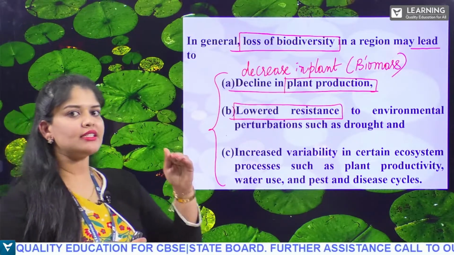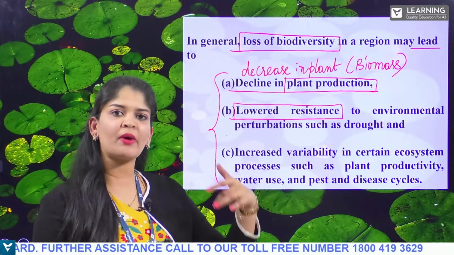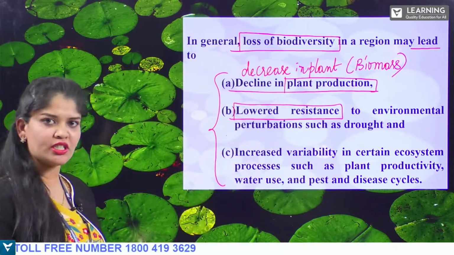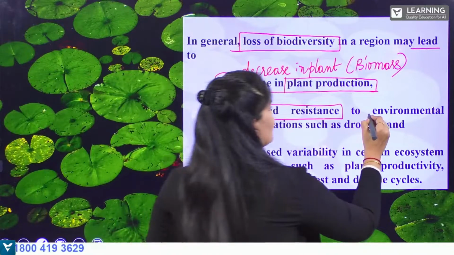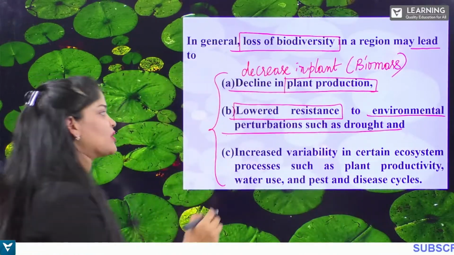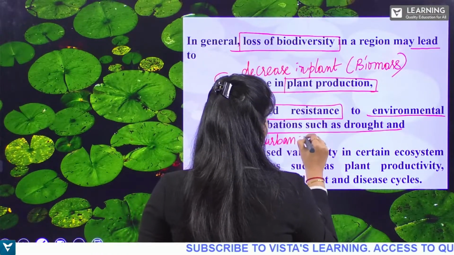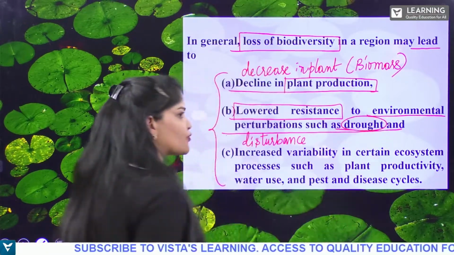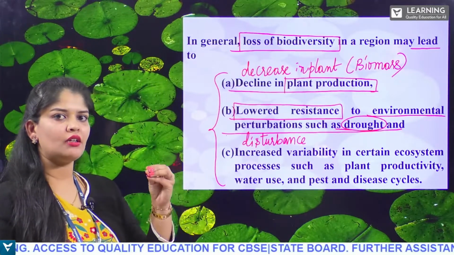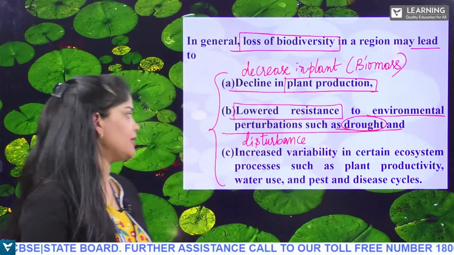But if there is a decrease in the biodiversity, the resistance towards the disturbances created by natural means or by man-made means is going to decline. That means decreased, lowered resistance to environmental disturbances. Perturbations are nothing but disturbances. For example, drought conditions, floods, earthquakes, or even very heavy rainfall, low rainfall, forest fires, right?